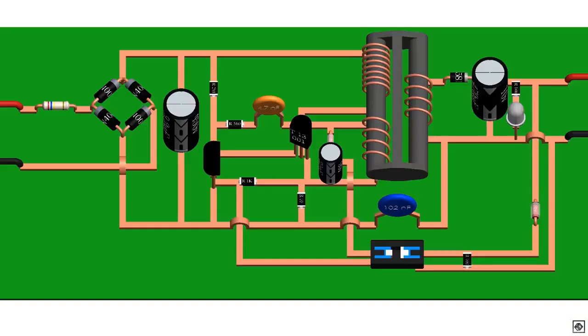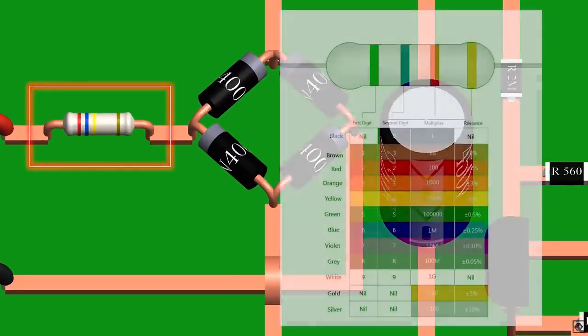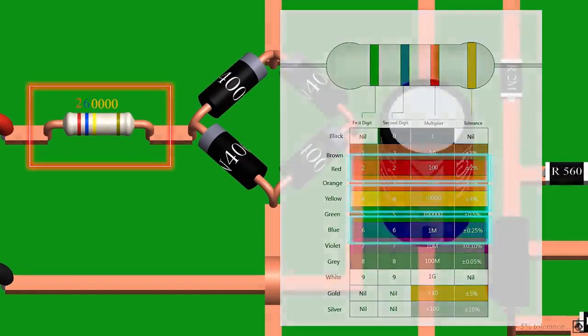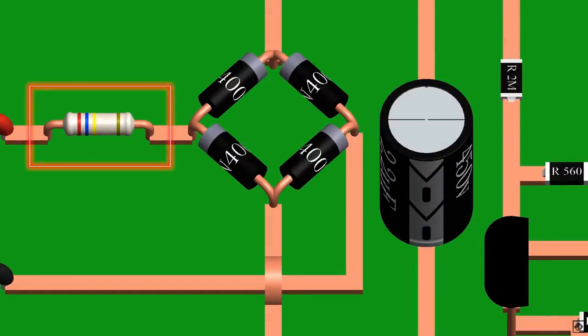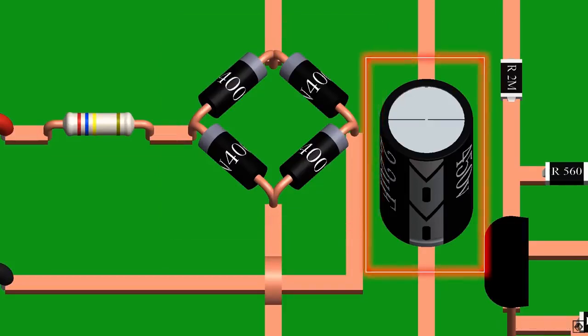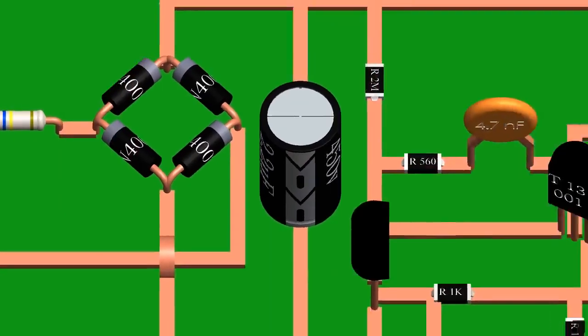Now we can see all the components and connections. This red wire is the phase wire and the black is neutral. First, we have a resistor. By observing the color bands and reference table, we can see it's 260 kiloohms. This is a fusible resistor which prevents damage from overloading. Then there is a bridge rectifier made by four 1N4007 diodes and a filter capacitor of 450 volts and 2.2 microfarad. This circuit converts AC to DC.